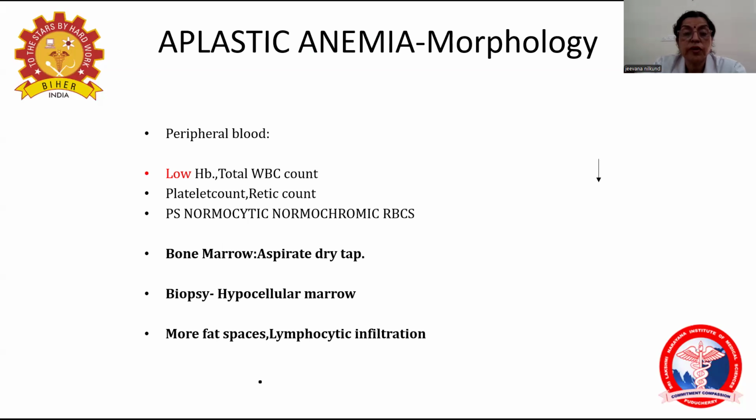Next is to go for a bone marrow biopsy. A bone marrow biopsy is again hypocellular, indicating there are more fat spaces and lymphocytic infiltration, and there is a reduction in the hematopoietic cells. So we have a condition where all the cell lines are reduced. There is reduction in the reticulocytes. There is normocytic, normochromic type of RBCs. There is a dry tap on a bone marrow aspirate, and the biopsy will yield hypocellular marrow.